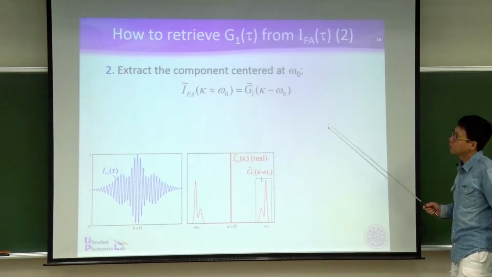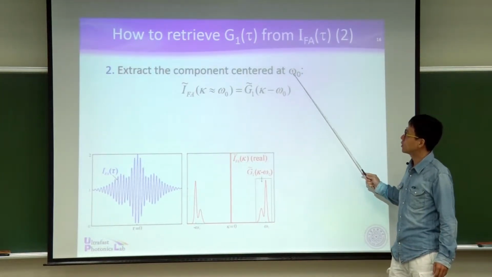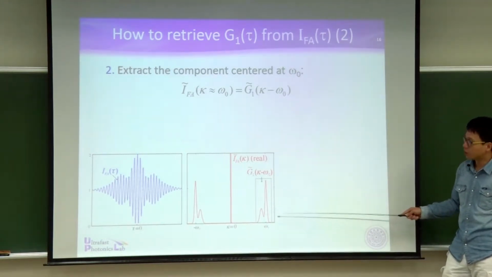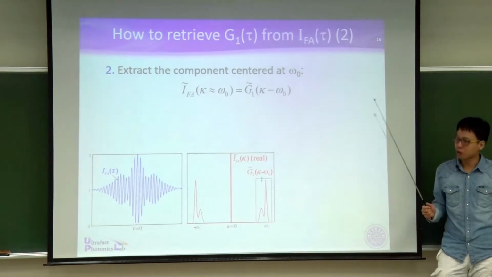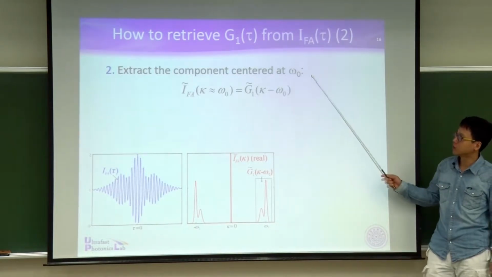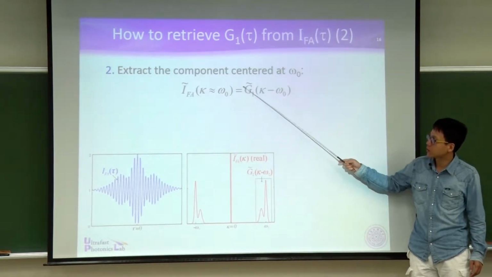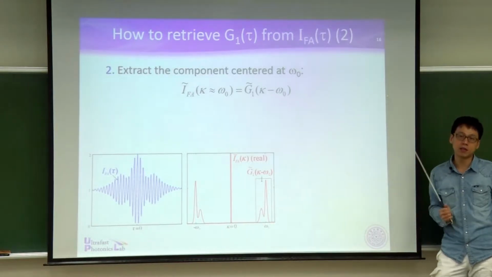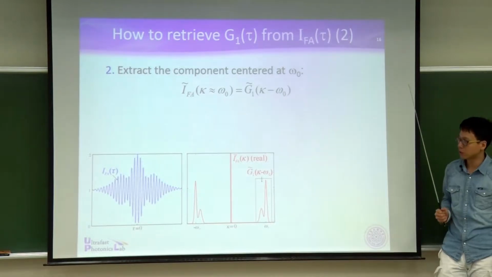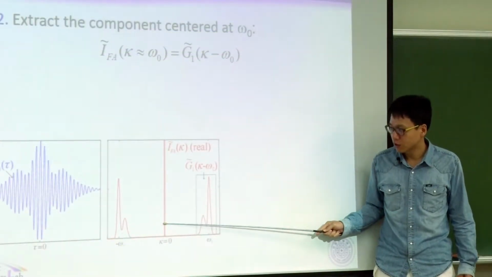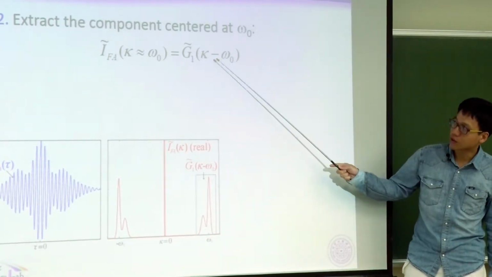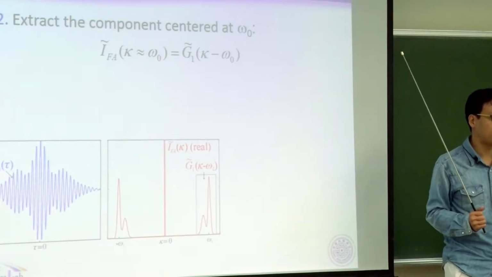Then step 2, extract the component centered at carrier frequency omega 0, which is here. Okay. So there are 3 components, but I'm only interested in this one, centered at omega 0. So roughly speaking, it's G1 tilde of kappa minus omega 0, according to the previous page. Right? Mathematically, there are 3 terms, term 1, term 2, term 3. And I only need this one, so this is the second term, G1 tilde of kappa minus omega 0.